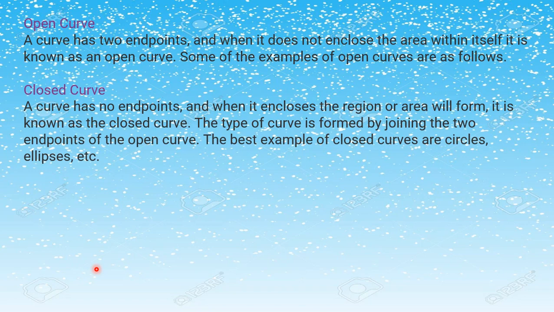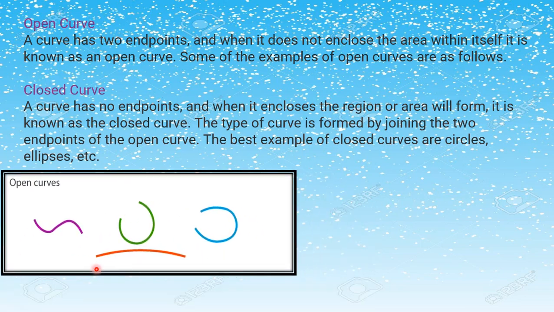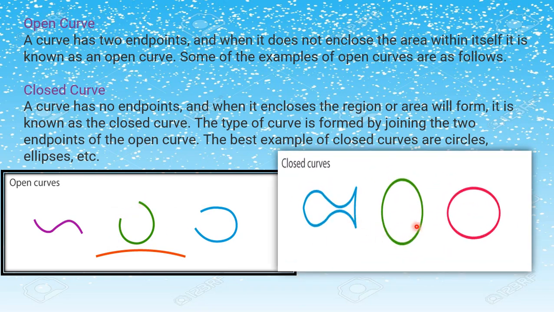This type of curve is formed by joining the two end points of an open curve. An example of a closed curve we can give very easily is a circle. Open curves are like this, where the two end points are there, and we can observe easily that both the ends are not joined, whereas in the closed curve there are no end points, that means all the points are joined to each other. So this is the closed curve.